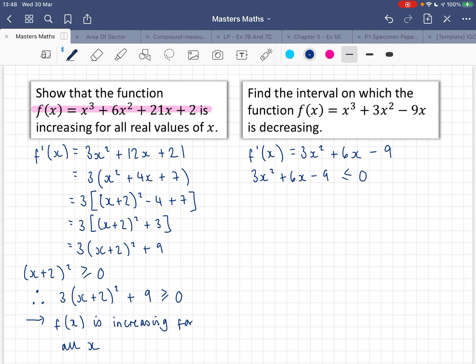Now, because it's an inequality, we can divide through by the 3. We don't have to factorize it out. We can actually divide through because we have both sides of an equation or an inequality. So divide through by 3 gives us x squared plus 2x minus 3 is less than or equal to 0. Divided by 3 is still 0. And then we can factorize it. It's a nice easy one to factorize. We get (x plus 3)(x minus 1) is less than or equal to 0.